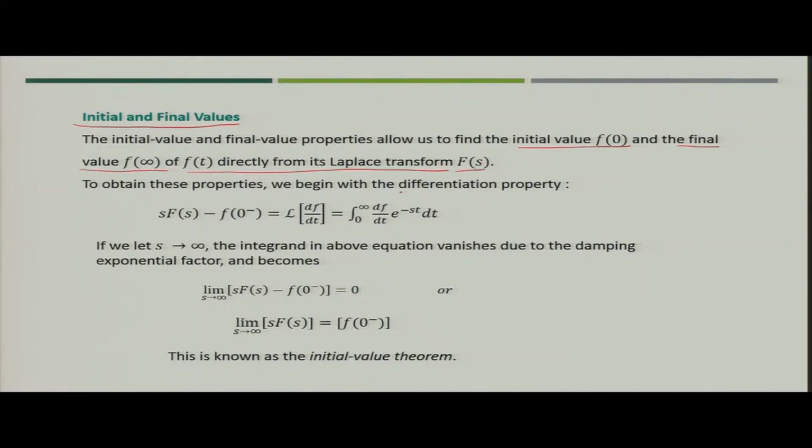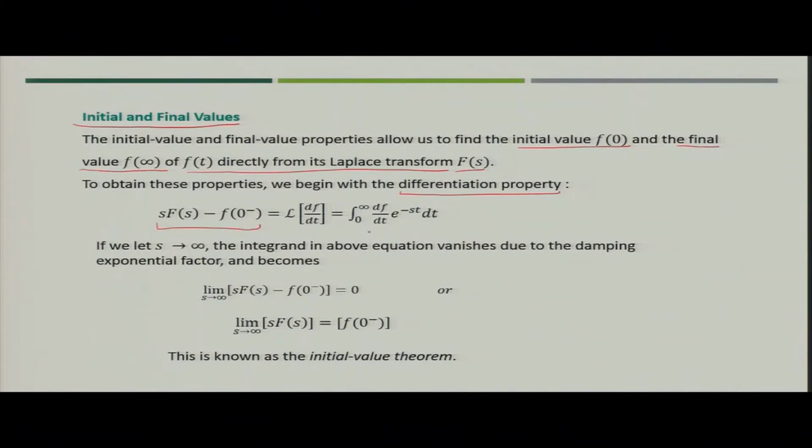Now let us take the differentiation property of the function, that is the Laplace of df by dt. So what do we write? We write Laplace of df by dt is nothing but sF(s) minus the value of the function at 0.